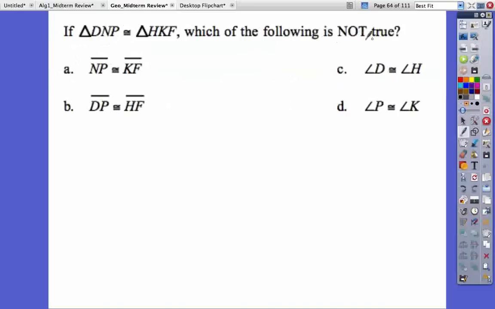Which of the following is not true? So we're going to find out what is true. NP, KF, they're in the same position. That's true. DP, HF, they're in the same position. That's true. DH, they're in the same position. That's true. And PK, they are not in the same position, it is not necessarily true that those two angles are congruent by looking at the congruent statement, because the ordering of the letters does matter. D is my correct answer.